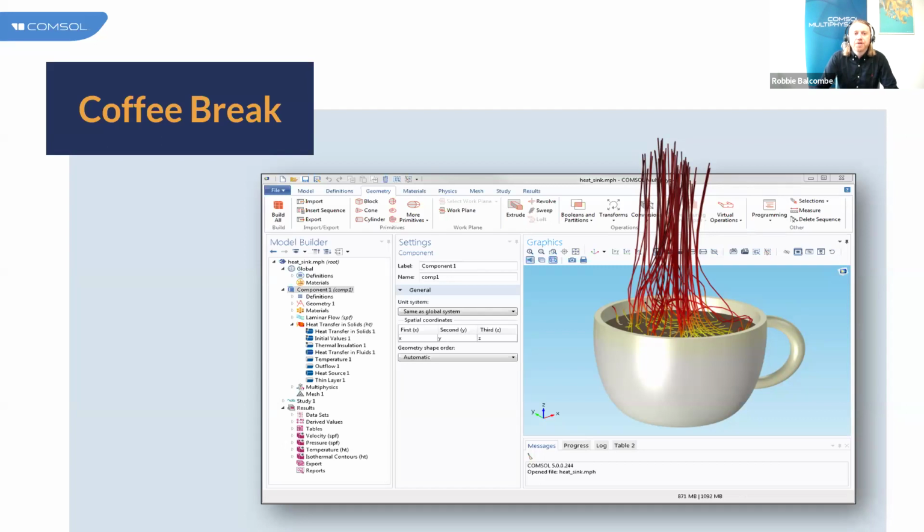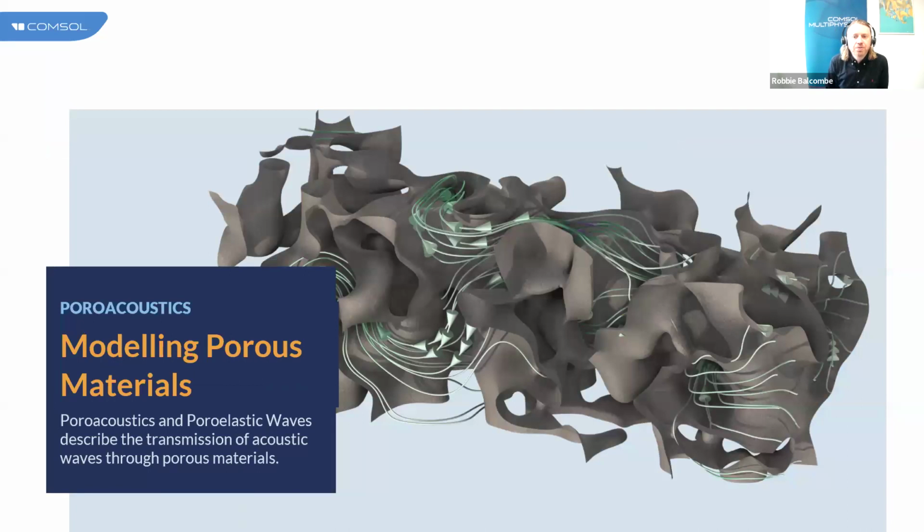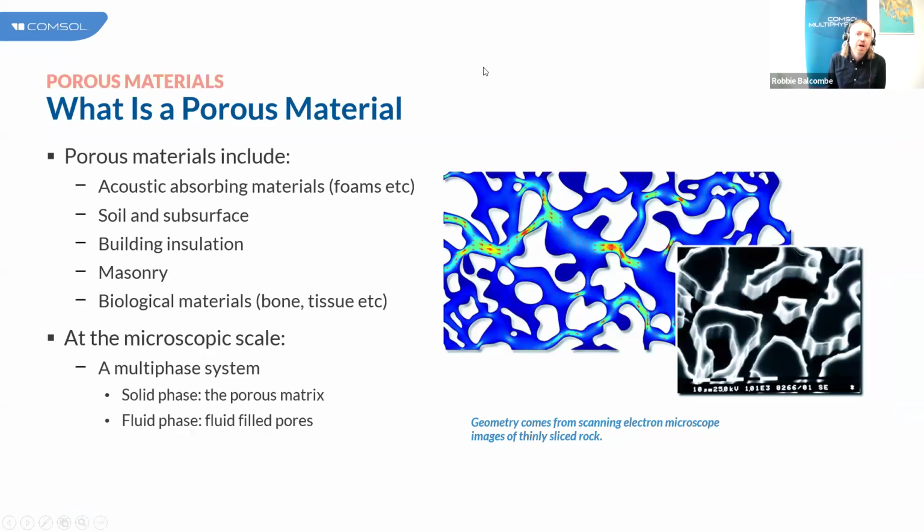Okay, so let's move on to a different topic. So in this second section, the first thing that I want to discuss is modeling of porous materials. So I guess the first two questions are, what is a porous material and why do we want to be able to simulate a porous material? So a porous material essentially is a material that at the micro scale is composed of two phases. We have a solid matrix material, and we have a set of pores distributed throughout that solid matrix material.